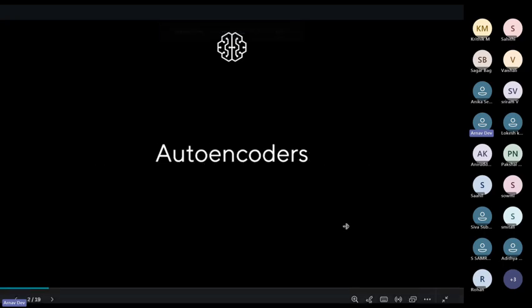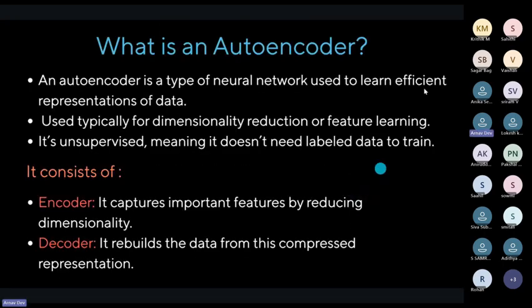Which is on autoencoders. So, yeah. So let's start off with what is an autoencoder.